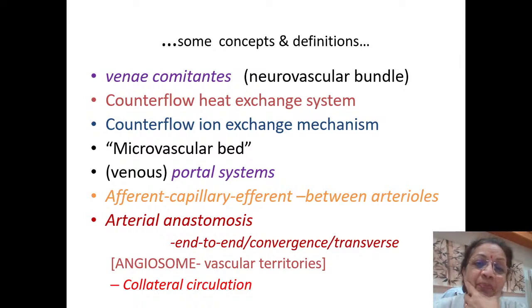Then you have the counterflow heat exchange system. This I think physiology must have taken in detail, so I won't repeat that. But the fact that we have vessels traveling with other vessels and other linear structures doesn't allow sharing of contents of the tube, but allows heat as an energy flow between them. And this is an important phenomenon utilized by the body in thermoregulation.